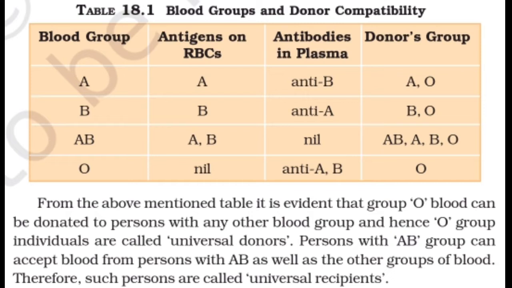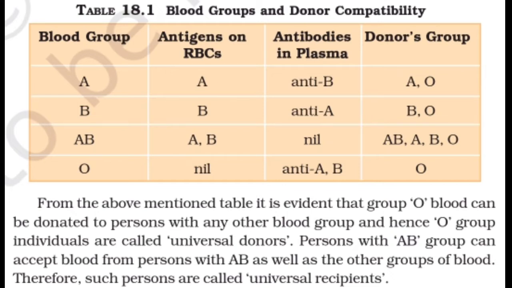Table 18.1 Blood groups and donor compatibility. Blood group A: antigens on RBCs A, antibodies in plasma anti-B, donors group A and O. Blood group B: antigens on RBCs B, antibodies in plasma anti-A, donors group B and O. Blood group AB: antigens on RBCs A and B, antibodies in plasma nil, donors group AB, A, B and O.